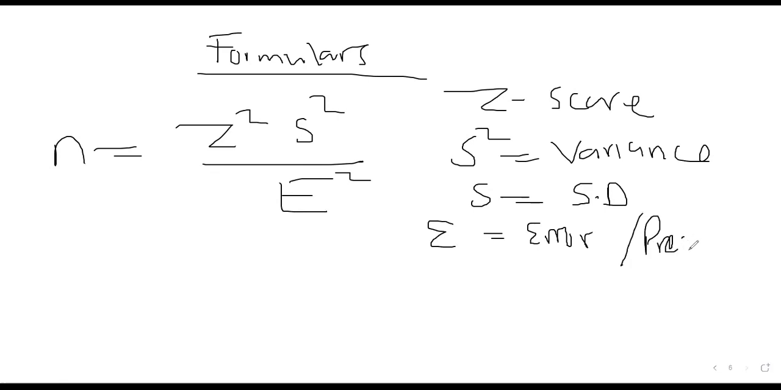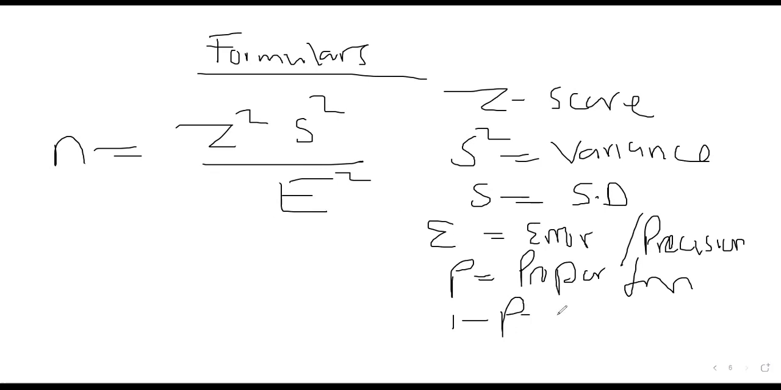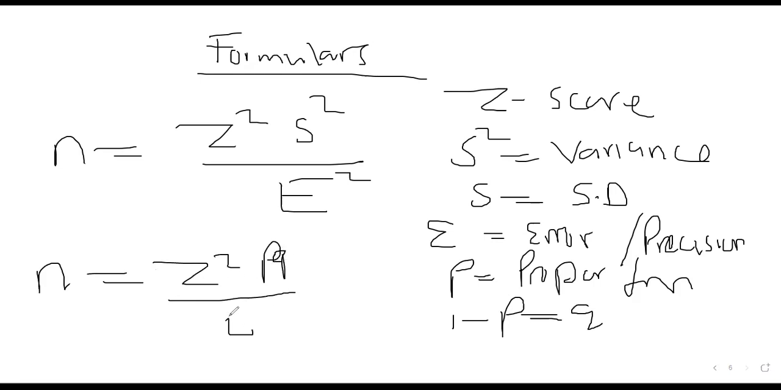Then we also have the p, the proportion, and our q is a failure, and 1 minus p is q. So we have two formulas, z squared pq over e squared.